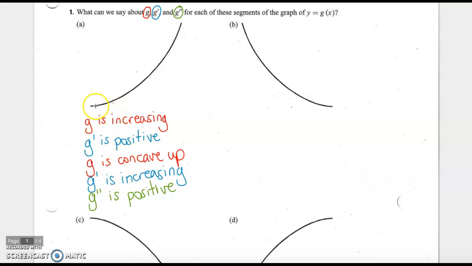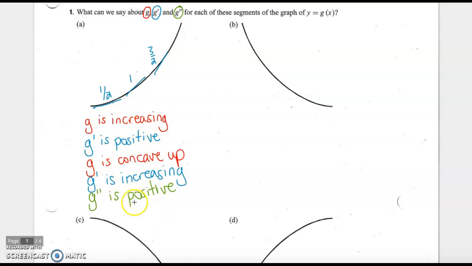Not only are my slopes here positive, right? So we could call this a slope of 1/2, and then a slope of 1, and then a slope of like 3/2, and so on and so forth. Not only are all of these slopes positive, but they're also increasing. And that comes from the fact that my second derivative is positive because my original function is concave up.